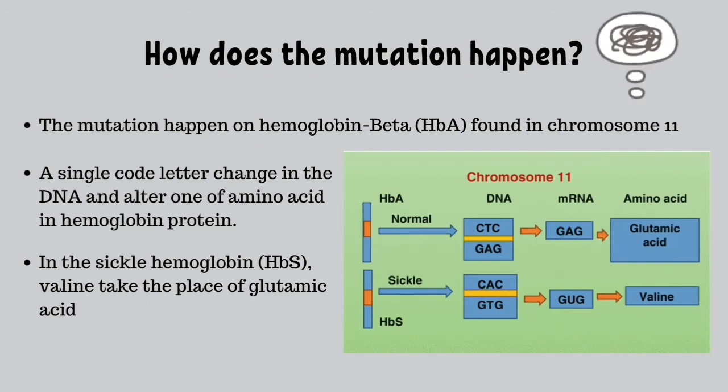How does the mutation happen? The mutation that causes sickle cell disease happens on hemoglobin beta, found in chromosome 11. A single code letter change in the DNA can alter one of the amino acids in the hemoglobin protein. In the sickle hemoglobin, valine takes the place of glutamic acid.